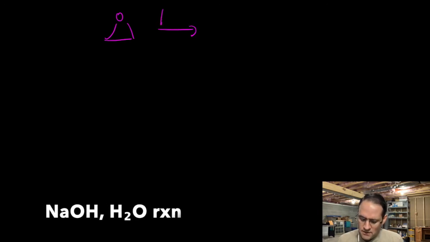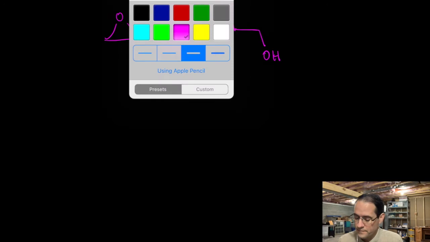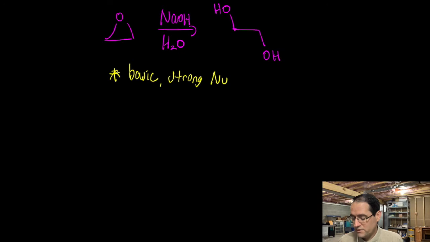Okay, so if you take an epoxide and you treat this with sodium hydroxide in water, you'll form ethylene glycol. Okay, the curved arrow reaction for this involves, right, so we could call this basic or strong nucleophilic conditions because we have hydroxide in solution. So we want to use the basic curved arrow reaction mechanism for this.